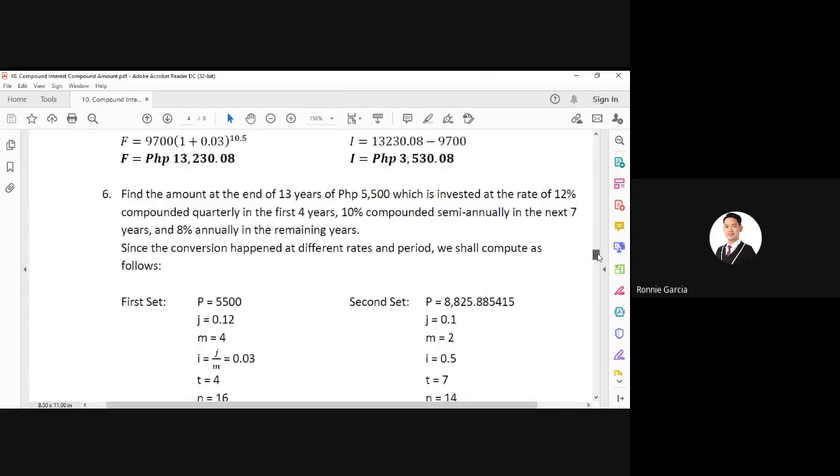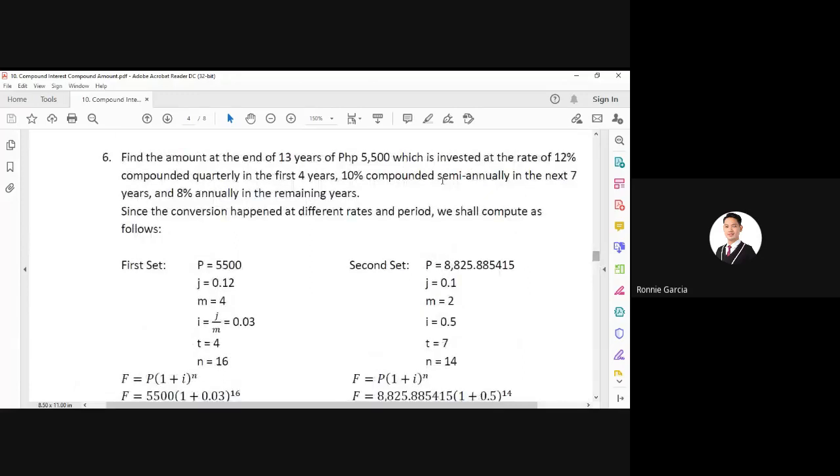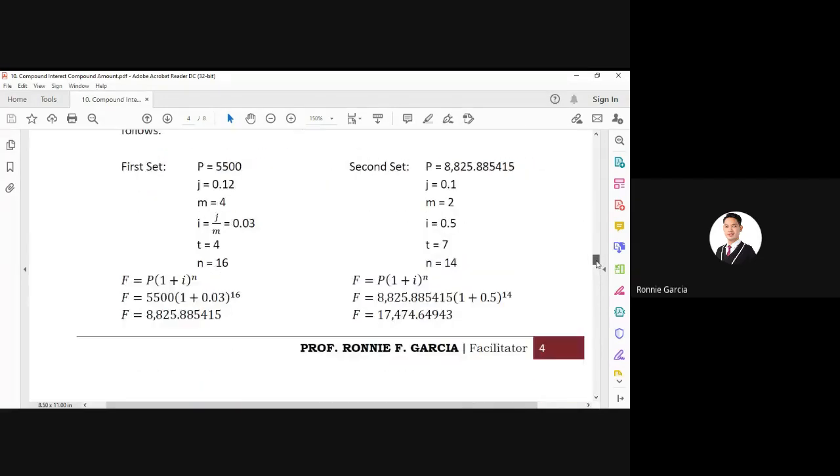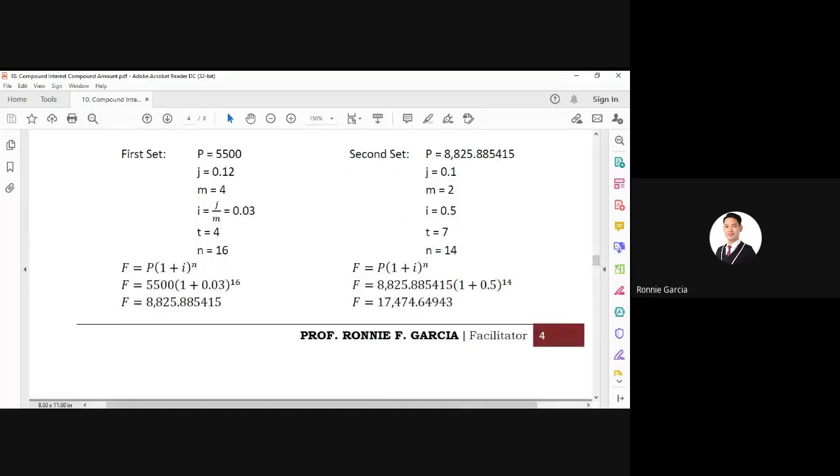So balik na sa atong problem, ang third set is 8% annually in the remaining years. So wala gisulti pa ang remaining years, pero kabalo ka nga 13 years ang iyahang total length of investment. So kung naa kay 4 years sa first set, 7 years sa second set. So pila na nila nabilin para mahimong 13 years? Hala, pila naman nabilin para mahimong 13 years, naa kay 4 years, naa kay 7 years.